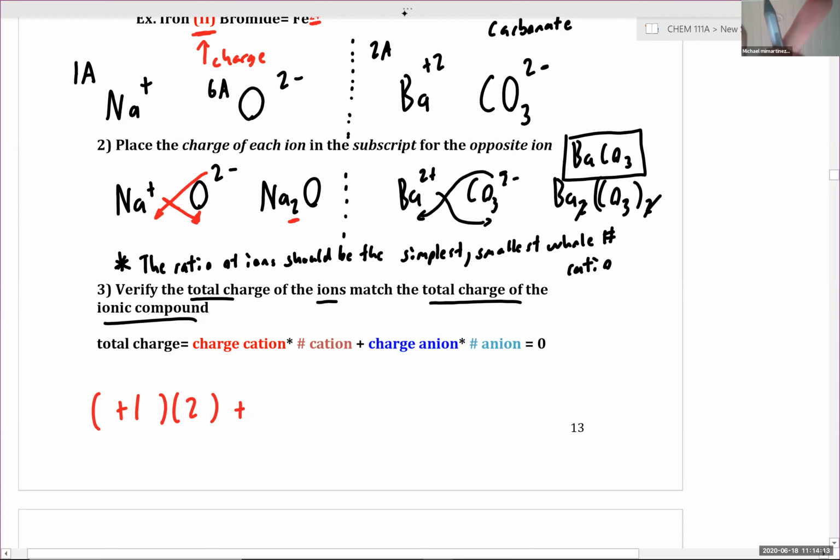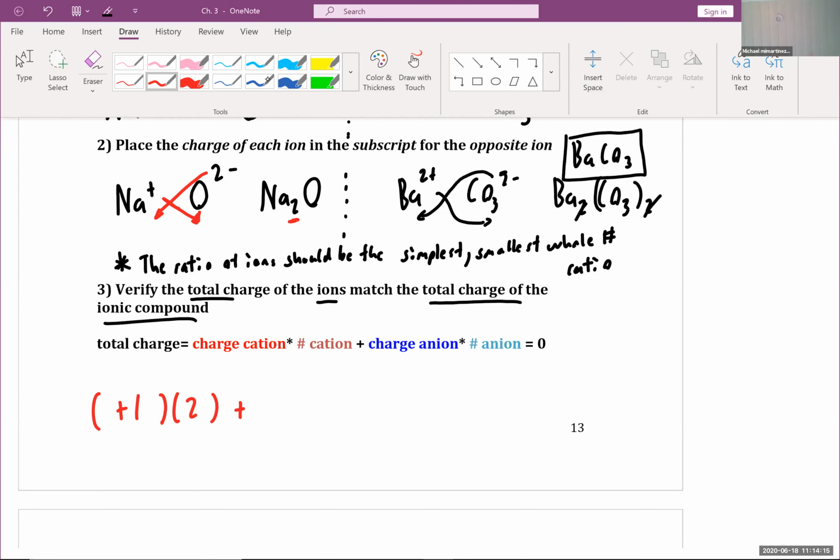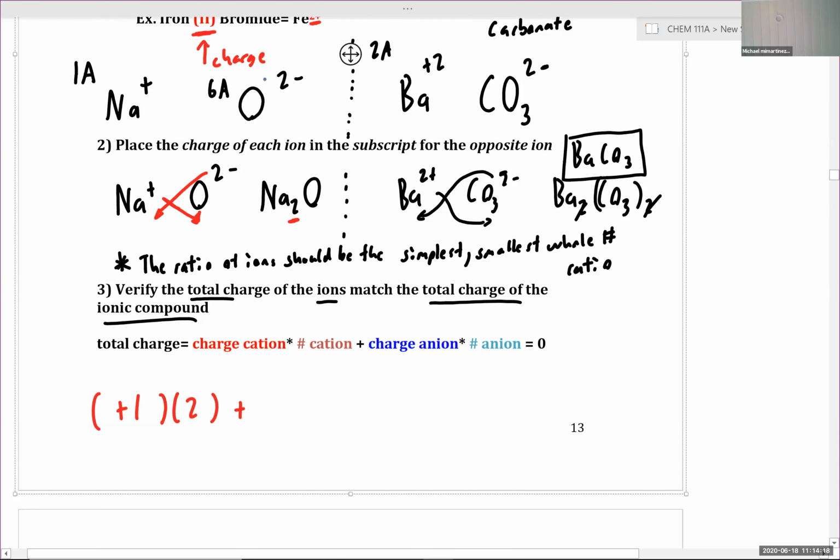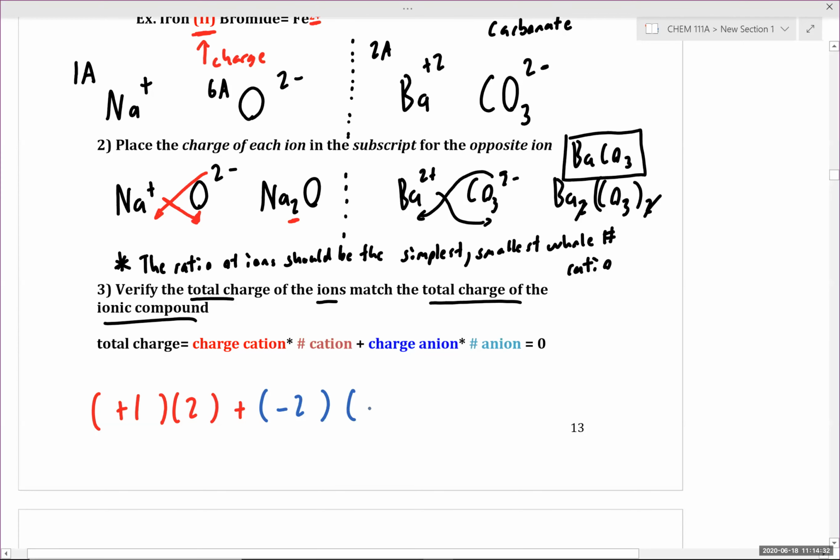And now let's add the charge of our anion. What's the charge of oxygen? What's the charge for our oxide anion? Two minus. Yep, exactly right. And how many oxide anions do we have? How many oxygen atoms do we have? 1. 1, yep. So we verified 2 minus 2 is in fact 0, and all is right with the world.